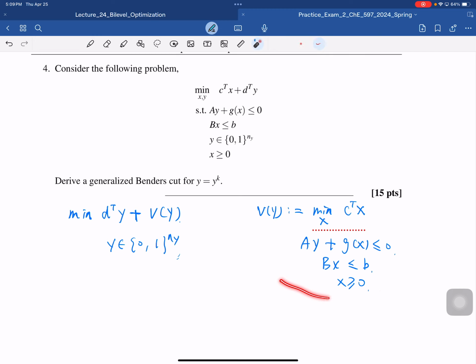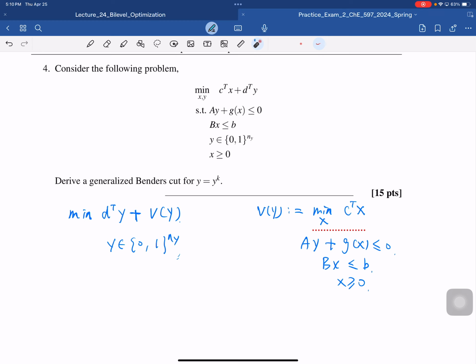You just put all the heavy lifting within this function V of y. Right? So the idea of Benders decomposition is you want to project the full space problem onto the space of y variables, right? So how do we do the projection? Remember that in the linear case, the way to do the projection is you take all the extreme rays and extreme points, and then you add cutting planes to the Benders master problem, right? But in the nonlinear case, how do you do the projection? Because the number of extreme points and extreme rays are not finite, right? Actually, we cannot define extreme points and extreme rays in a nonlinear problem, right?